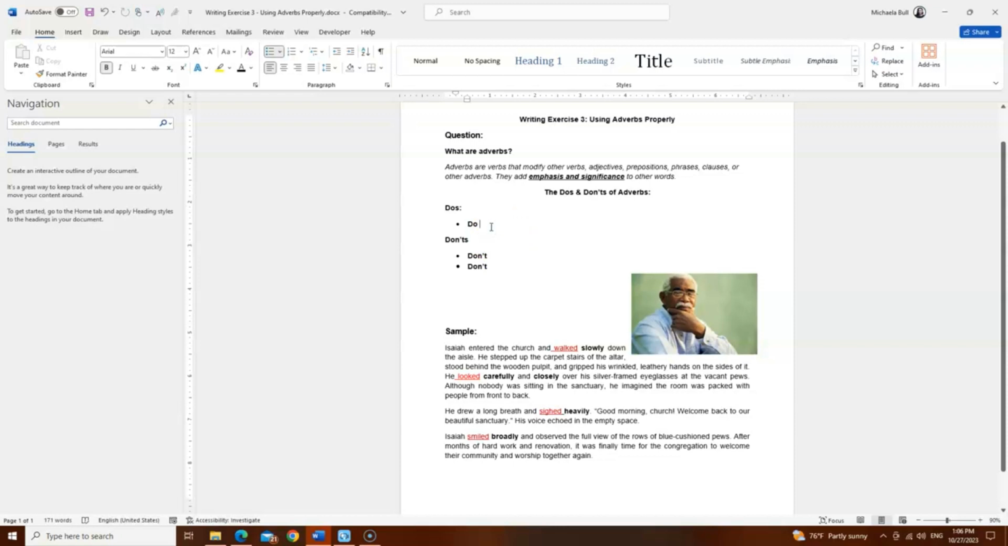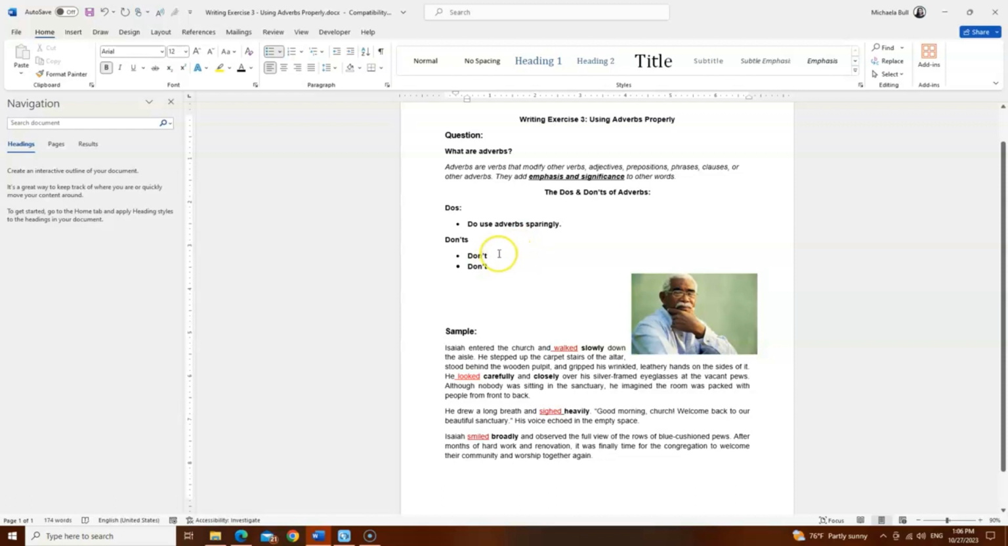And the first do is to use adverbs sparingly. This is a very important key point to keep in mind, because when you use adverbs too frequently, it can make the pacing of your story slower, and it also can just clutter your writing when you use adverbs too much. So do use adverbs sparingly.